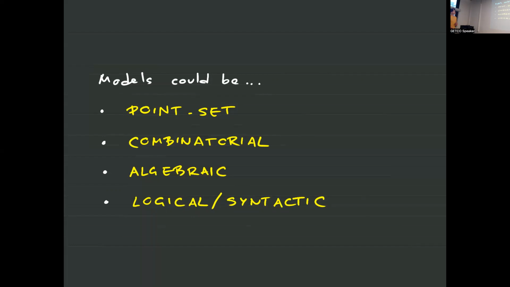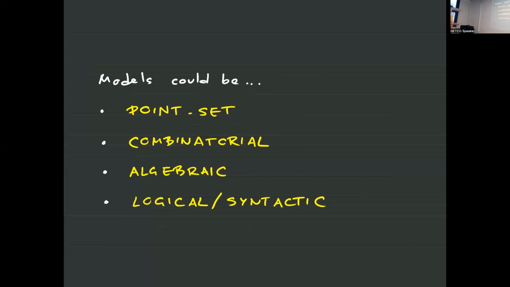We can have algebraic models, and now I'm thinking more of the directed concepts in a minute. And as we've seen in Eric's talk, we can also have models which have a syntactic or logical flavor. Because, for example, Eric was talking about higher inductive types, and those can be seen as a kind of syntactic way of specifying the cell complex inside a type theory.